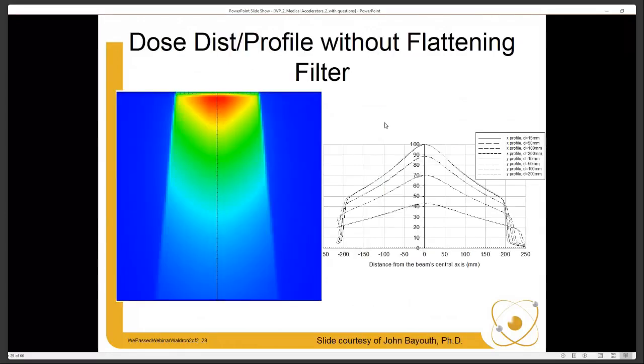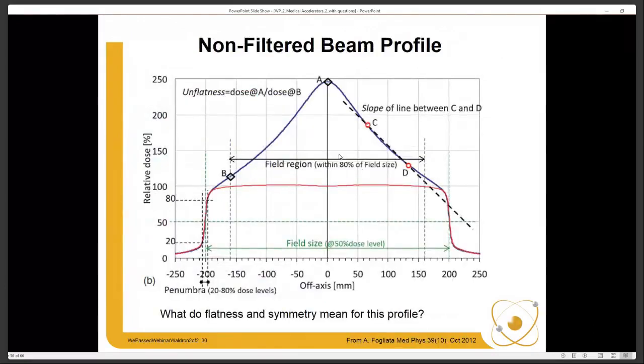Now, if I don't have a flattening filter, I have a beam profile that looks like the plots on the right. I have a dose distribution that looks like the image on the left. This is not anything like the beam profile I just showed you, and so we need some new metrics to talk about flatness and symmetry. And these are proposed from Fogliata and MedPhys.